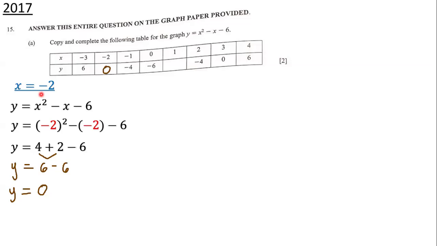We do the same thing like we did in the previous one. Only thing, the equation is different. So this is x squared. So we put -2 squared. So -2 times -2 is 4. We know that a negative times a negative is a positive. So we bring down the 2. We bring down the -6. Then we say 4 plus 2 is what? 6. And then we do 6 minus 6, which is 0. Makes sense?